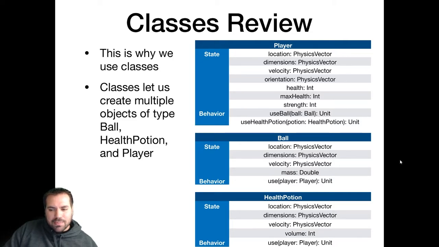Can we have multiple objects in a class? It depends what you mean by that. We do have multiple physics vector objects inside these classes. So if that's what you mean, absolutely. Not sure what else you could mean there. If you want to clarify, I'll give it another shot at answering that.